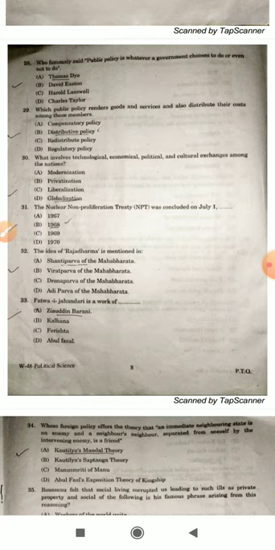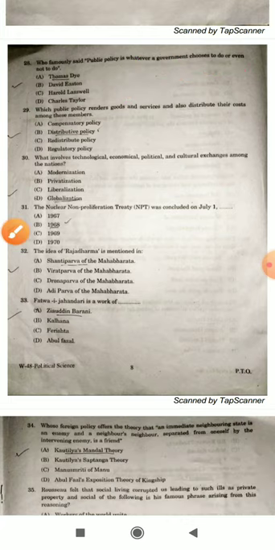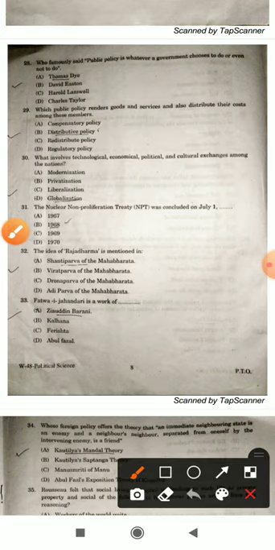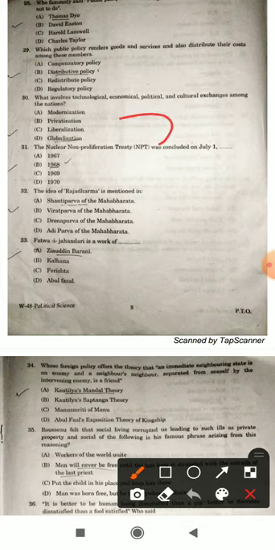Question number 28. Who famously said public policy is whatever a government chooses to do or even not to do? Answer is A, Thomas Dye. Question number 29. Which public policy renders goods and services and also distributes their costs among these members? Answer is B, distributive policy. Question number 30. What involves technological, economic, political and cultural exchanges among the nations? Answer is D.